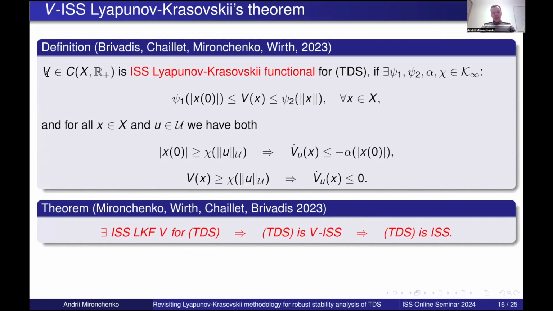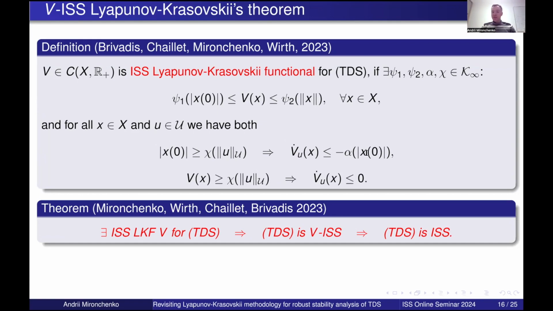We will say that a continuous functional is an ISS Lyapunov-Krasovskii functional. So basically we redefine it. If V is sandwiched, again, between psi1 and psi2, and now for all x and all u, we have two implications. One of them is precisely what was in Chaillet's conjecture. It says that if the right point of our state is large enough compared to the input, then V dissipates. So the energy of the system dissipates.